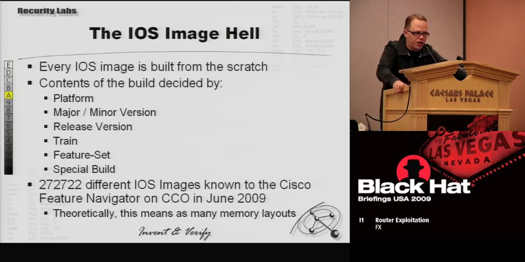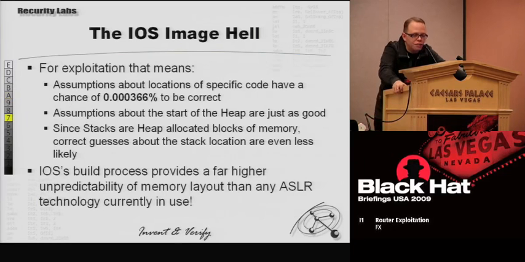See how that is difficult for exploitation? Theoretically, that means you have as many possible memory layouts on the remote machine when you're trying to exploit it. Which means you have a chance of 0.000366% of guessing the right address. This is very bad. Assumptions about where your heap is, so you could heap spray the machine and jump into it, for example, are really bad because they're based on the image, so they're based on the same number.